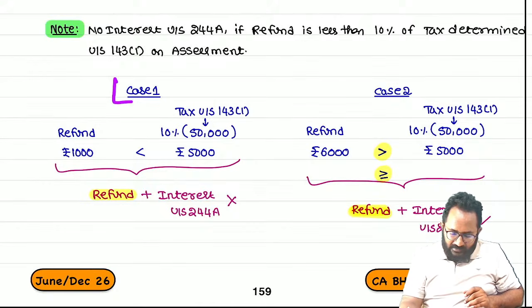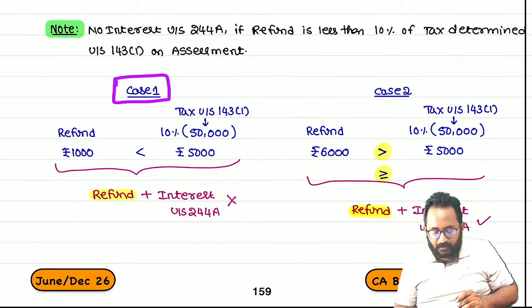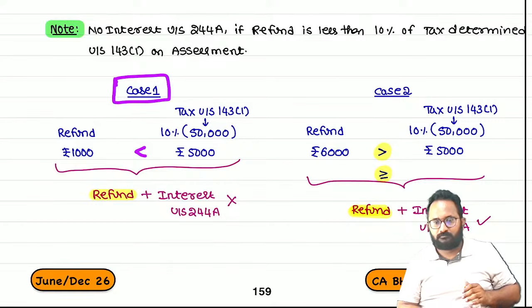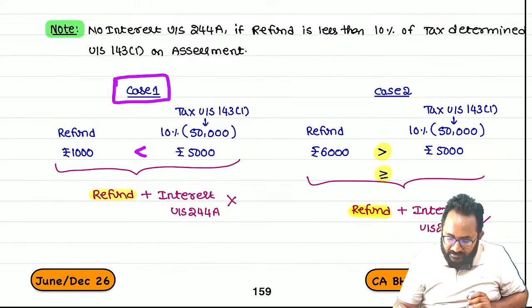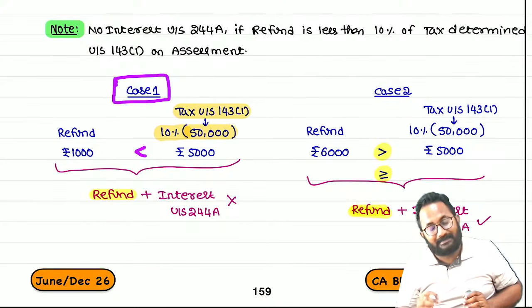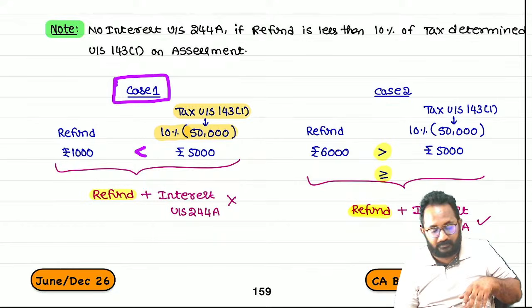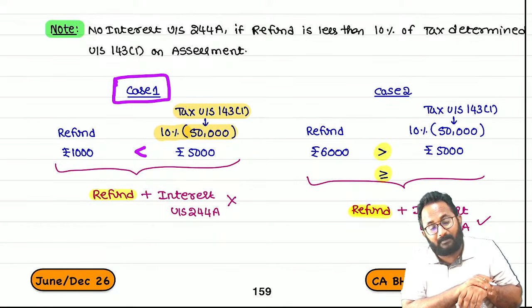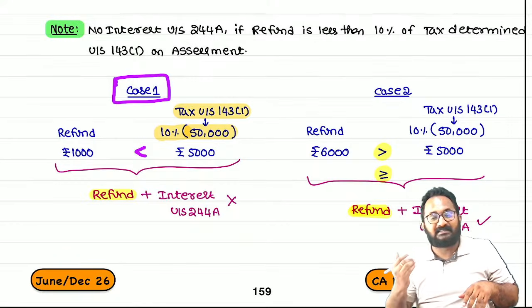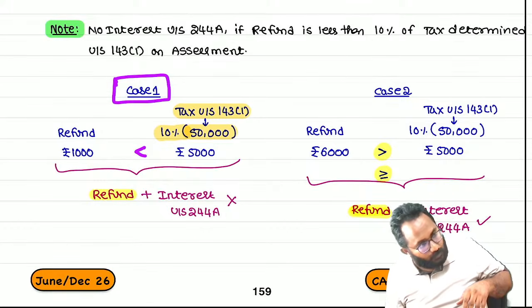Case 1, you can take the example. Refund, how much amount we placed? 1,000. That is less than the tax determined under section 143(1) 10%. What is the determined tax under 143(1)? 50,000. 10% how much? 5,000. We placed a refund less than the 10% of tax determined under section 143(1).